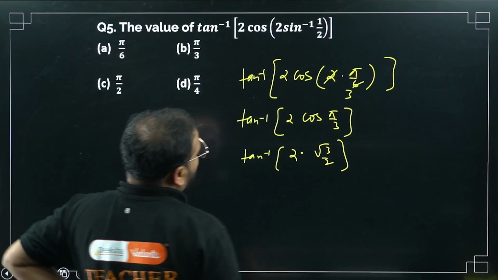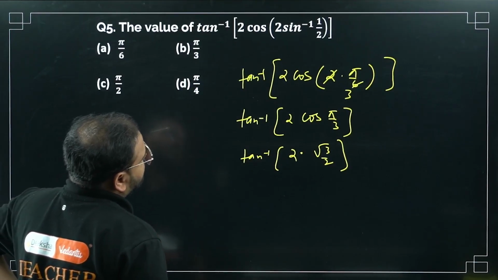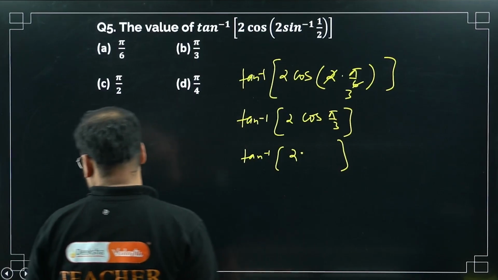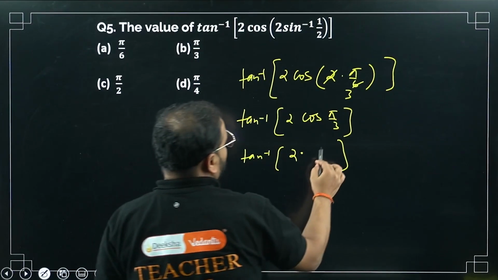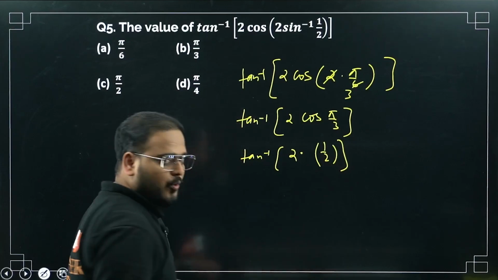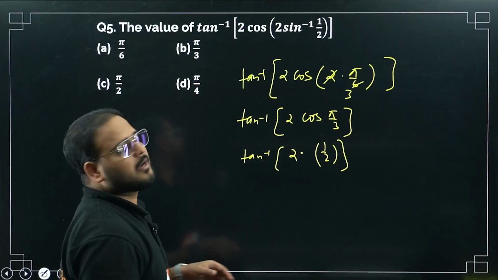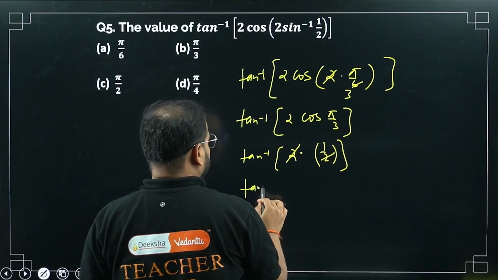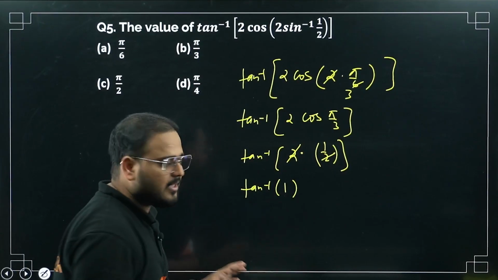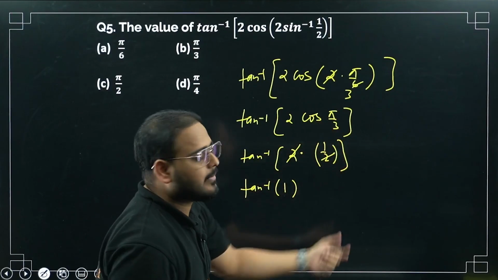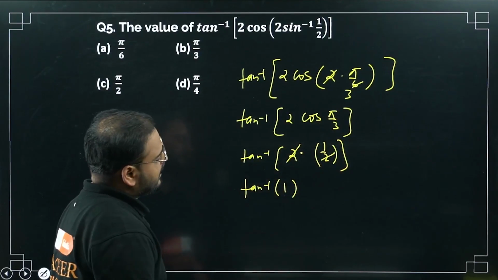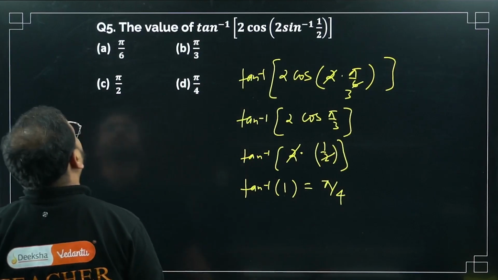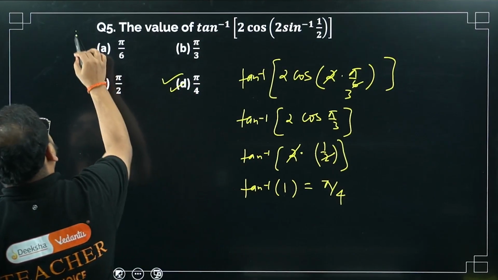What's my answer? Cos pi by 3, right? No. Cos pi by 3 is not root 3 by 2. Forgive me. Cos 60 degree is 1 by 2 again. Cos 30, cos pi by 6 is root 3 by 2. I was thinking of sine. So 2 and 2 will go out. What's my answer? Tan inverse of 1. Cos of pi by 3 is 1 by 2. So 1 by 2 and 2 will cancel. Tan inverse of 1 is how much? Pi by 4. Pi by 4, option D.